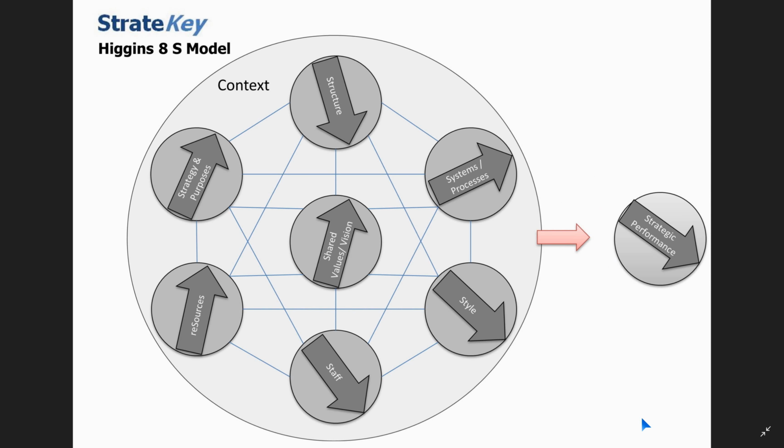The second pillar I mentioned before is the Higgins 8S model. Higgins identified eight topics, he calls them S because the topics all start with an S, like on the left-hand side: strategy and purposes, structure, systems and processes, style, staff, resources and shared values. If they are aligned, then they have a positive impact on strategic performance, which represents the 8S.